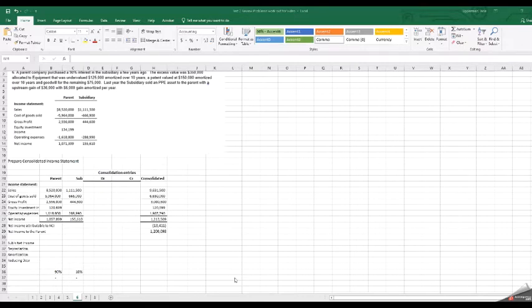So then now problem number 6, we have a parent that purchases 90% of the interest of the sub. They have acquisition accounting premiums, $350,000 total, $125,000 allocated to equipment, amortized over 10 years, a patent, $150,000 amortized over 10 years, and then goodwill for $75,000. Last year, the subsidiary sold property, plant, and equipment to the parent with an upstream gain of $36,000, which would have been dealt with last year.